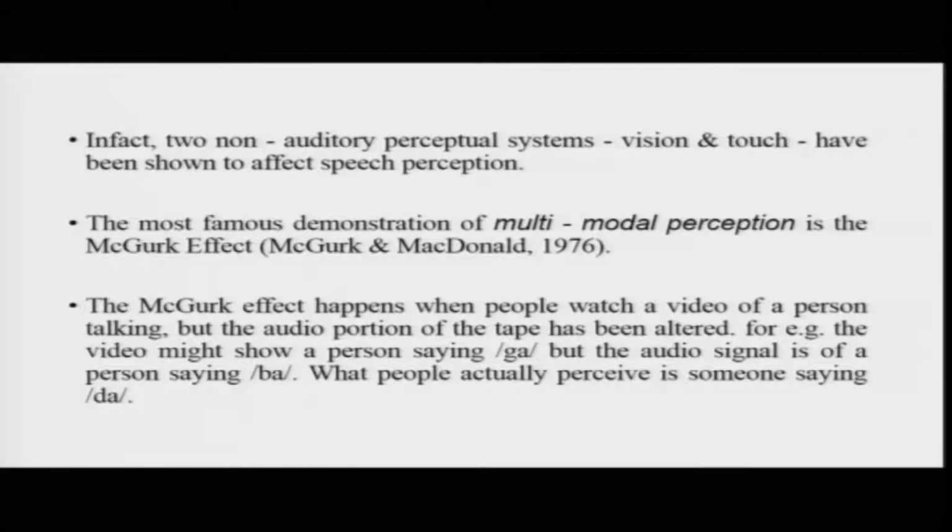What is it exactly? It happens when you watch a video of a person talking, but the audio portion of the tape has been altered. So the person in the video is probably saying ga, but the audio signal that is being played is of ba. So the video that you see is ga, but the audio signal that you actually hear is ba. What happens is there is different information coming from vision, you are seeing a different kind of gesture, and from audition, you are hearing a different kind of sound.